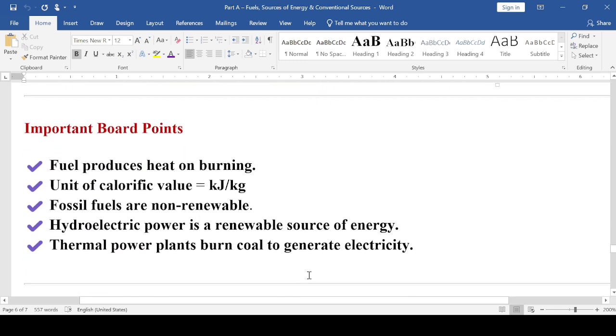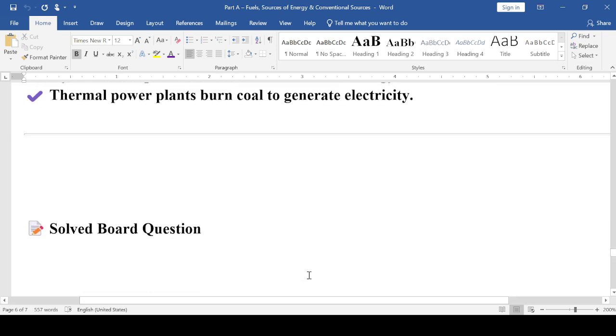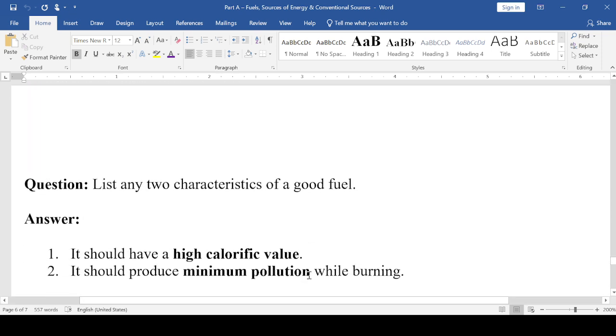The important points over here. Fuel produces heat on burning, and the unit of calorific value is kilojoule per kg. Fossil fuels are non-renewable. Hydroelectric power is a renewable source of energy. Thermal power plants burn coal. Why are they burning coal? To generate electricity.